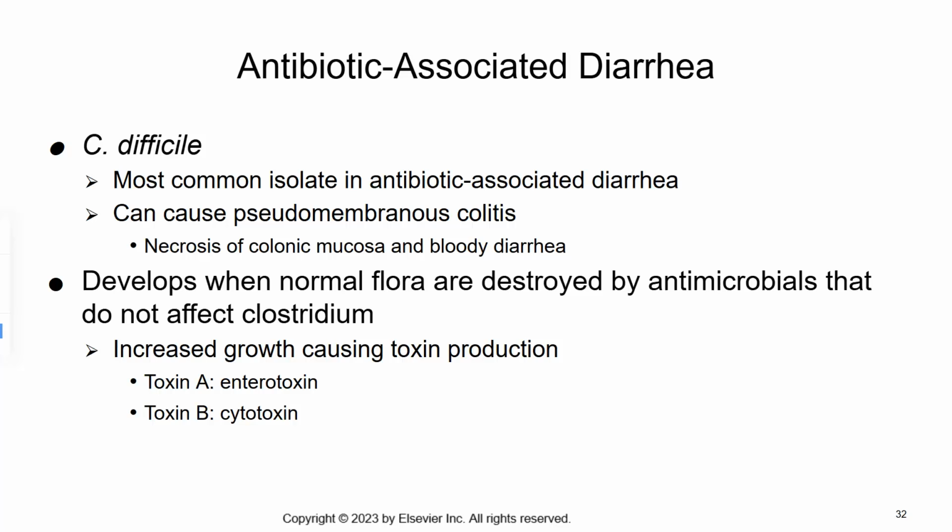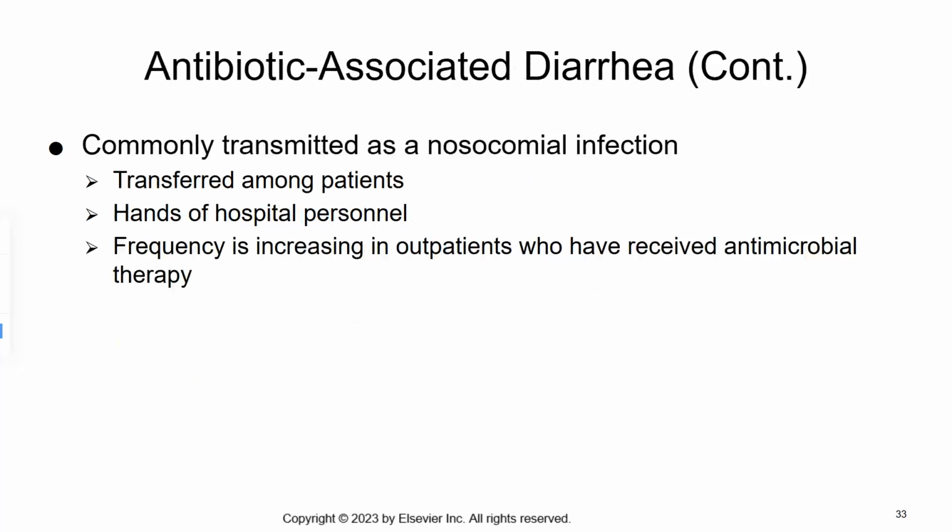It develops when normal flora are destroyed by antimicrobials that do not affect Clostridium, and the increased growth causes toxin production. There's an A and B toxin that can be detected by immunological and molecular tests. It's commonly transmitted as a nosocomial infection, transferred among patients and by the hands of hospital personnel, and is increasingly seen in outpatients who have received antimicrobial therapy. Because it's a spore former, the spores can persist in hospital environments, and it's really difficult to get rid of.